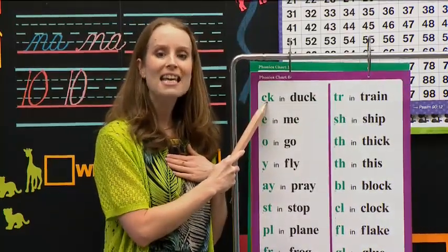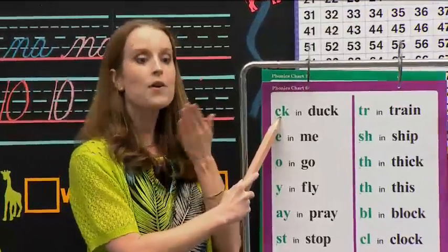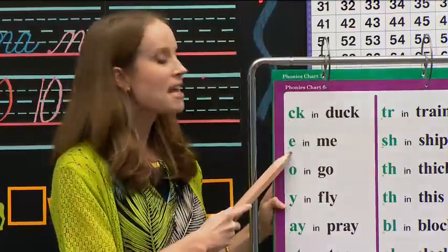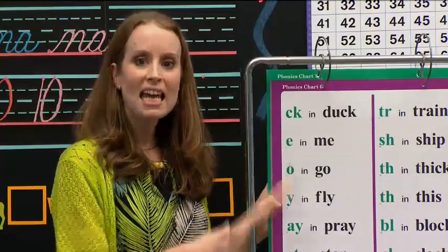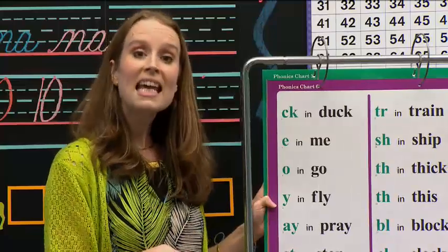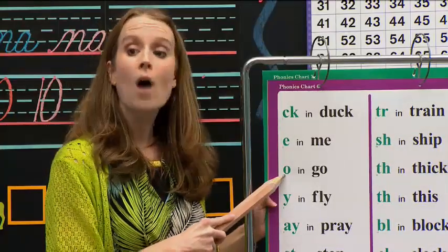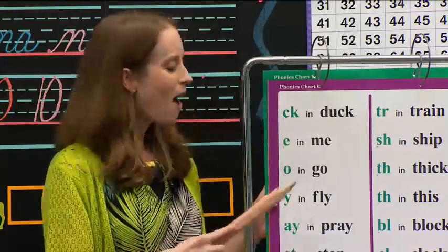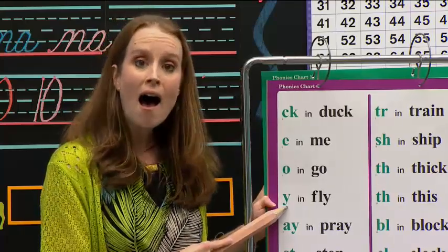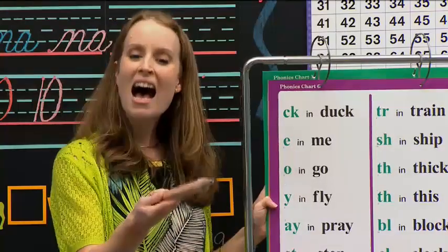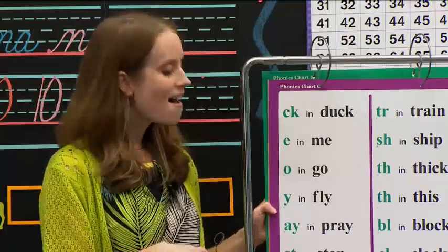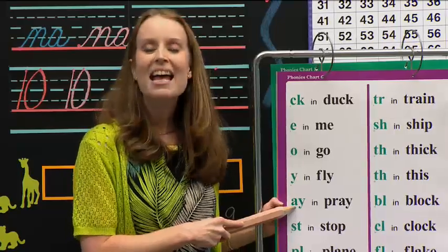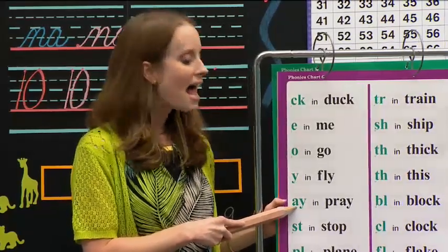K in duck, C-K, k, k, k. Together, k in duck, C-K. E in me, E, E, E, E. E in me, E, E, E, E. O in go, O, O, O, O. O in go, O, O, O, O. I in fly, Y, I, I. I in fly, Y, I. A in play, A, Y, A. A in play, A, Y, A.